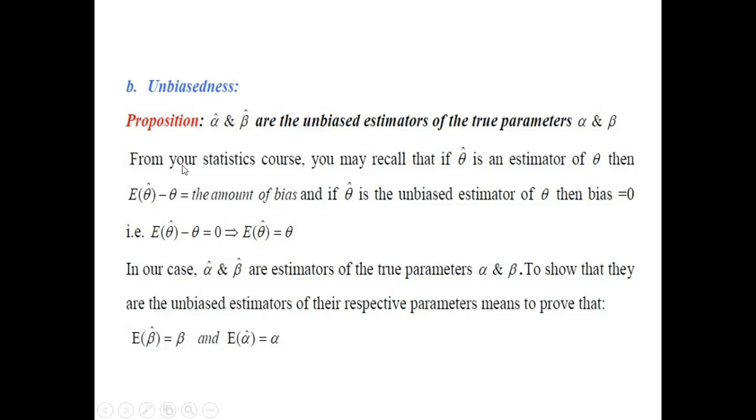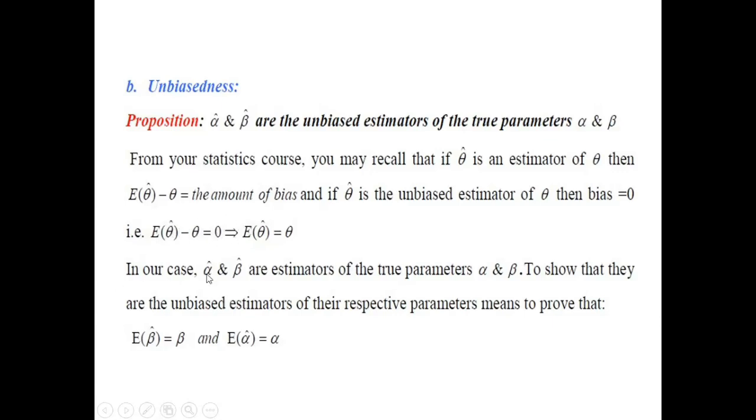So from statistics, if theta hat is an estimator of theta, then the expected value of theta hat minus theta is equivalent to the amount of bias. And if theta hat is an unbiased estimator of theta, then the bias becomes 0. Unbiased means the bias is 0. Therefore, the expected value of theta hat minus theta equals 0 bias.